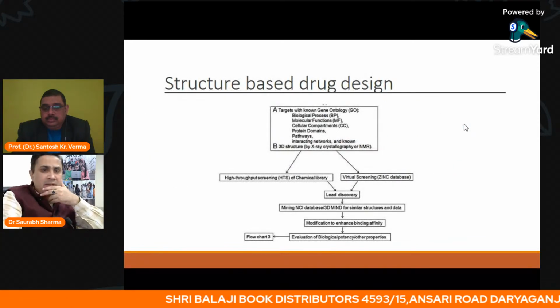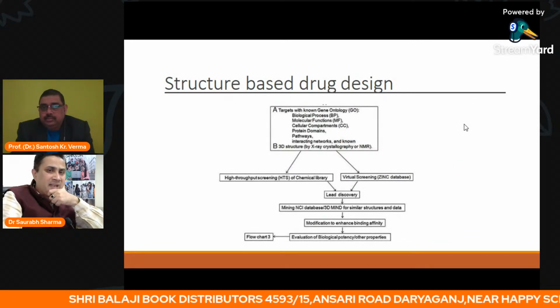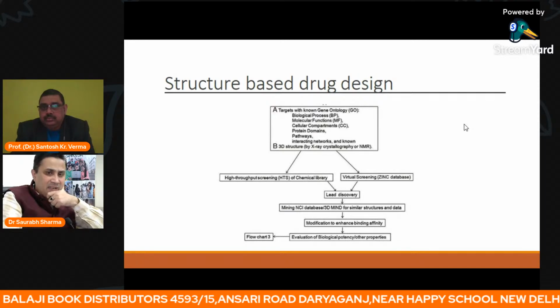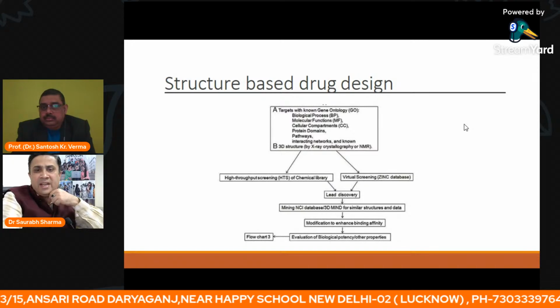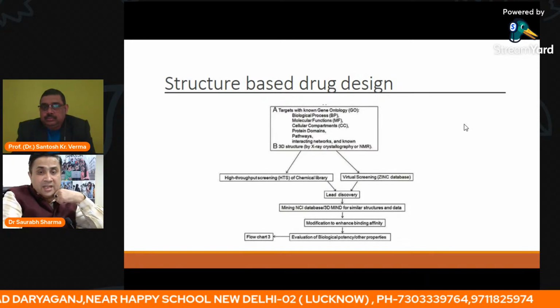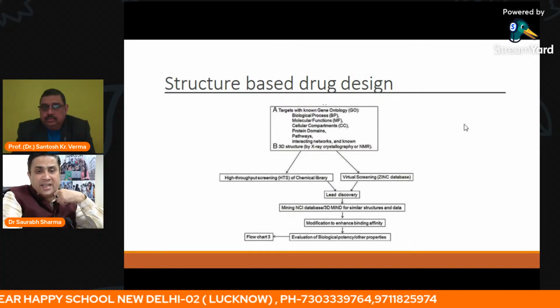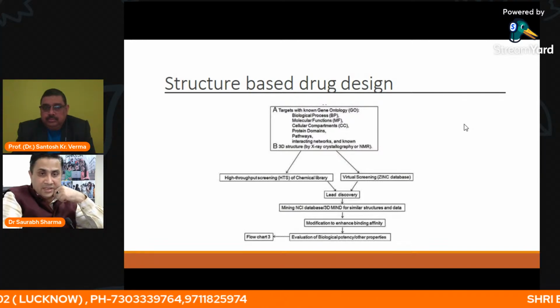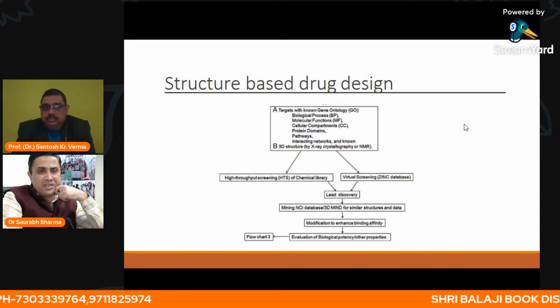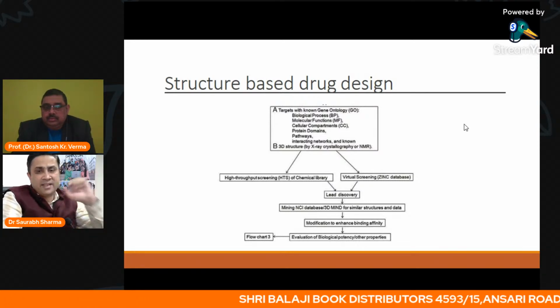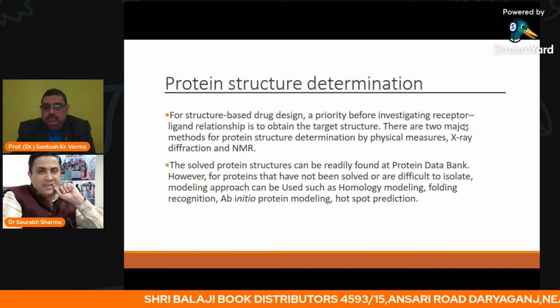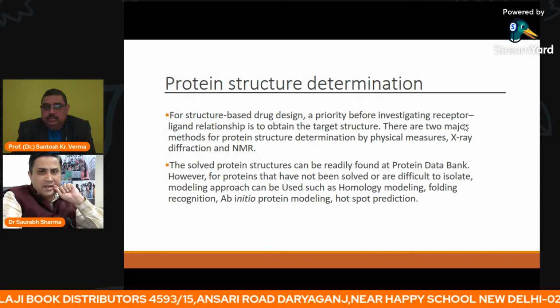Then here, structure-based drug design again. This is a picture showing high throughput screening of a chemical library, then virtual screening, then lead discovery, then evaluation of biological potency and other properties. So this is another brief picture focusing on structure-based drug design. And obviously the structure of the target is very important. And now the protein structure determination.